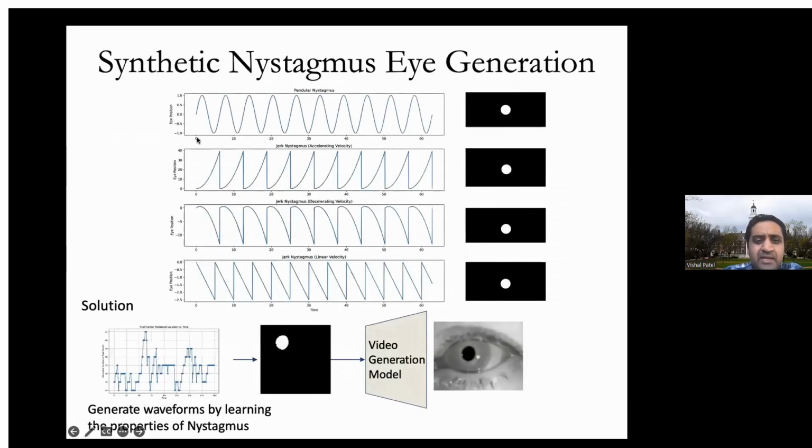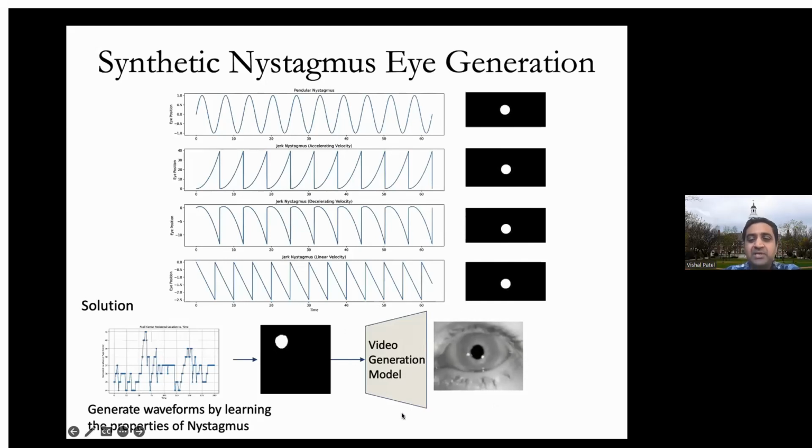When you look at the literature, this is a very well studied problem, and there are different types of eye movements, and they follow some sort of waveforms. So we know exactly how the eyes move, and if we can track the pupil, how the eye moves based on some sort of waveform, then we can come up with a very interesting video generation model, which takes these waveforms with the location of the eye, which can be fed into the video generation model, and it will generate the video corresponding to the eye movements.